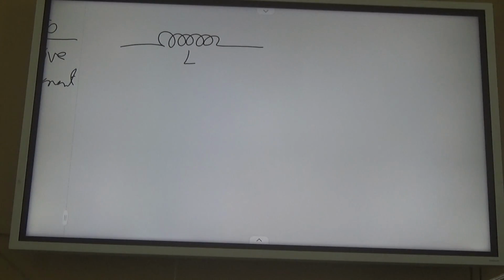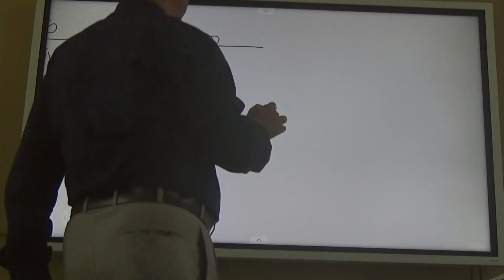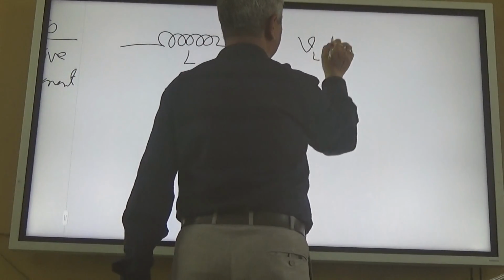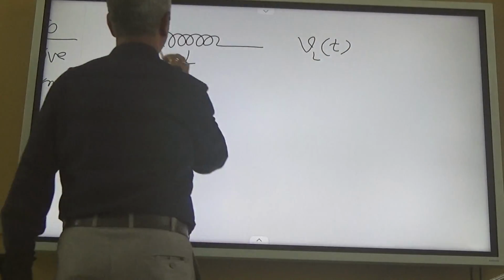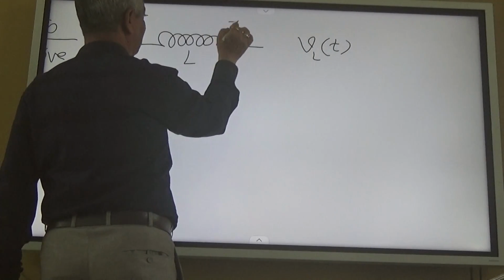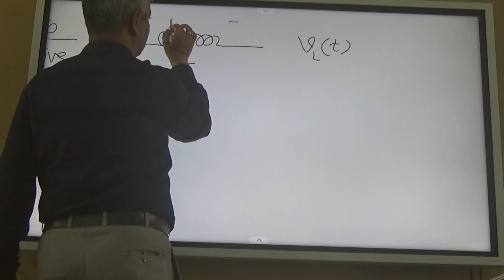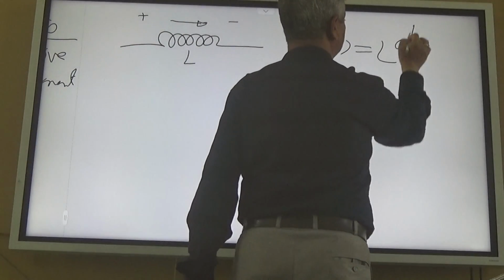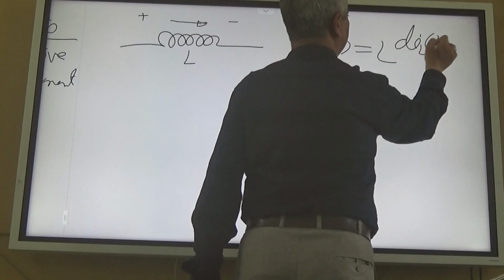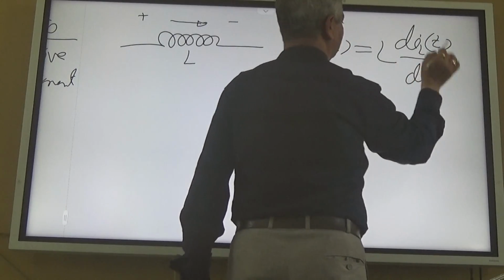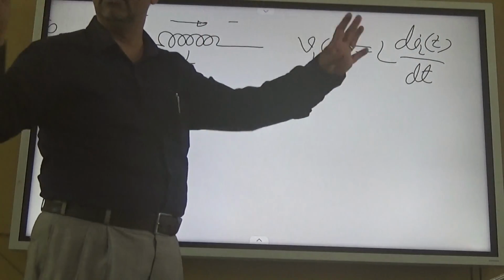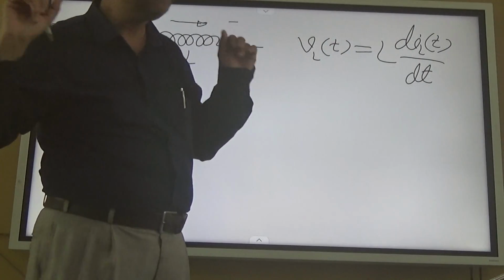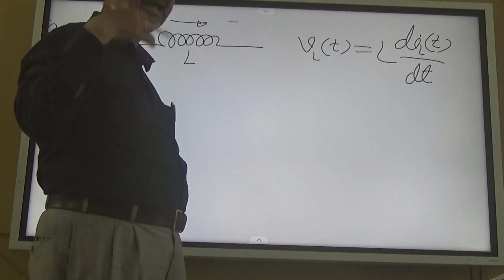That is, the current differential is proportional to voltage. So VL(t), measured in this direction, and current is measured in this direction, is equal to L dI/dt. Right? Is it okay? This everybody of you knows. For capacitor we actually derived it.